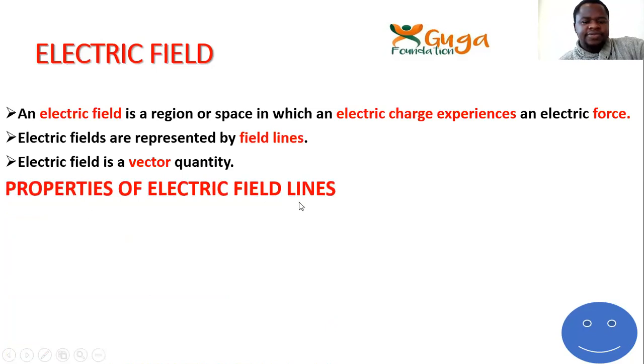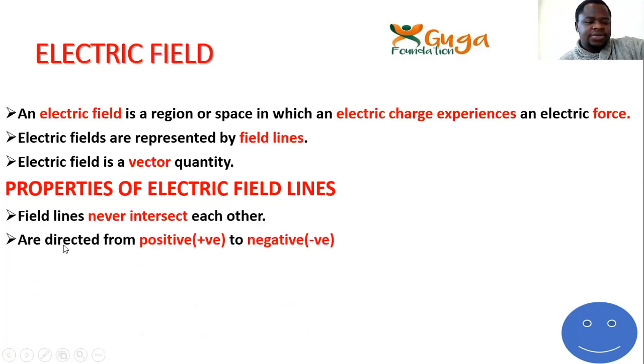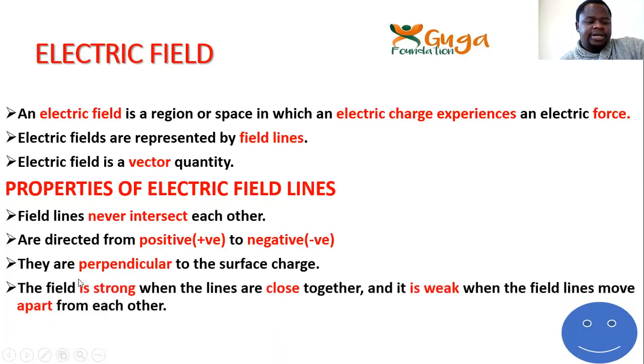So, properties of electric field lines. These field lines will never intersect each other. In other words, they'll never cross each other. They are directed from positive to negative. So they move from positive to negative. They are also perpendicular to the surface charge. The field line is strong when the lines are close together, and it is weak when the field lines are moving apart from each other.